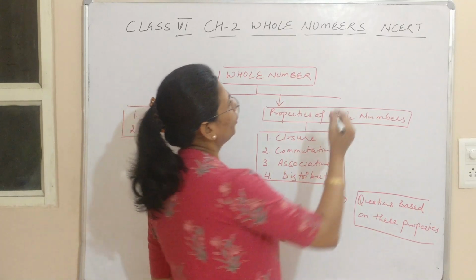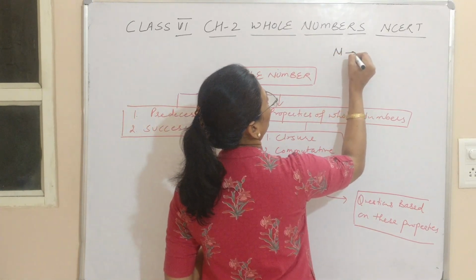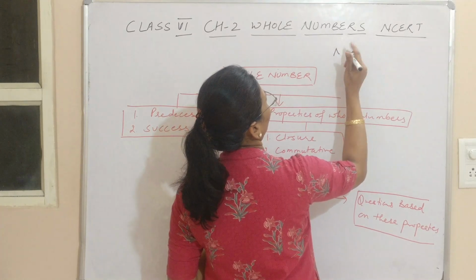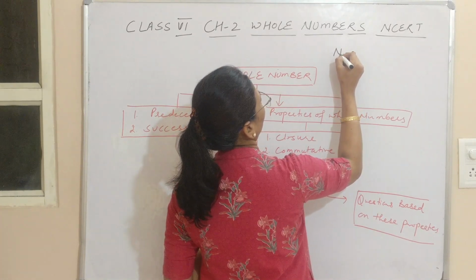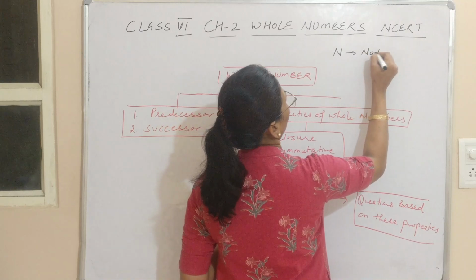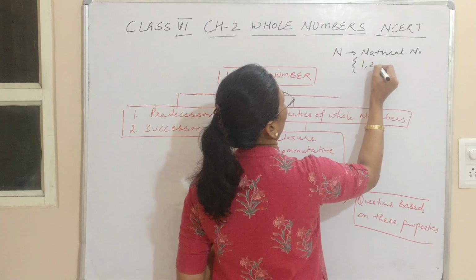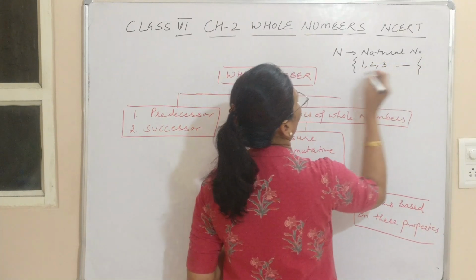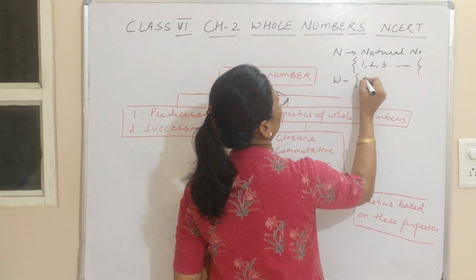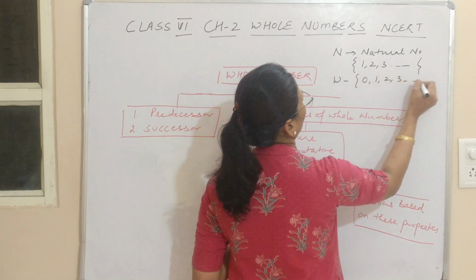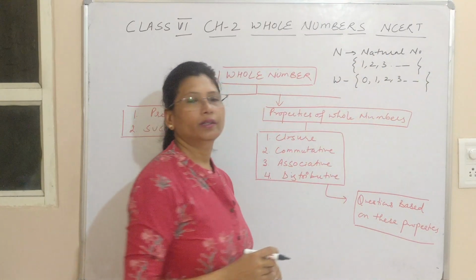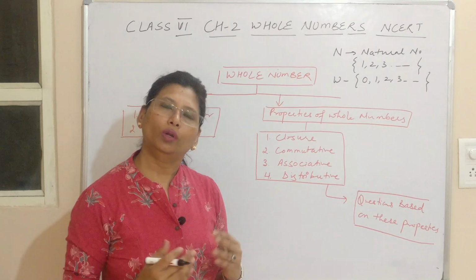So the notation for natural numbers is denoted by, this is natural numbers. The numbers lying between 1, 2, 3 and so on. Where are the whole numbers? They start from 0, 1, 2, 3. And we start with the whole numbers.